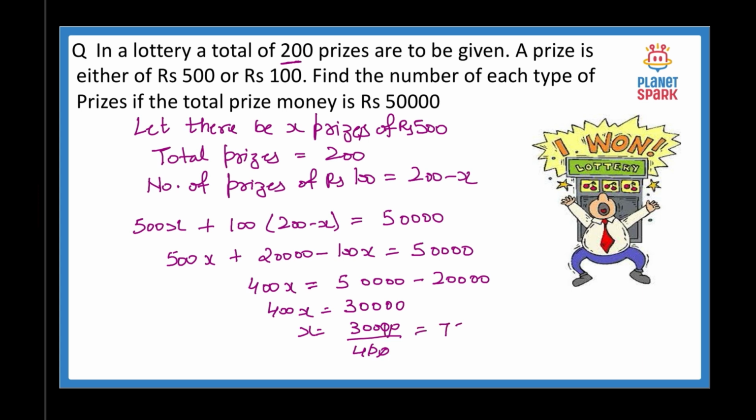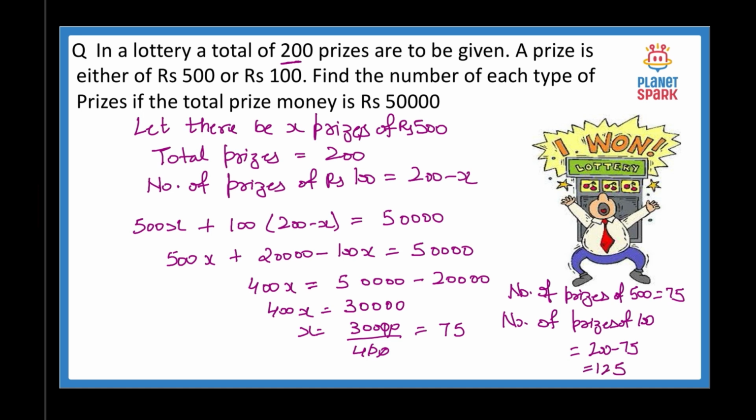So this means 75 prizes of 500 rupees have been distributed. That means the number of prizes of rupees 500 is X, that is 75. Now we have to find out the number of prizes of rupees 100. The number of prizes of rupees 100 was 200 minus X. That means 200 minus 75, which is 125 prizes of 100 rupees. Moving on to the next question.